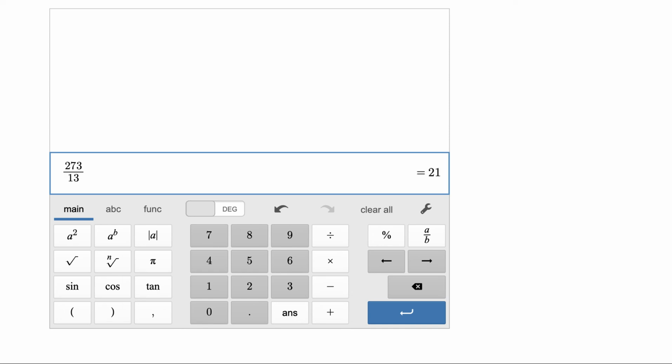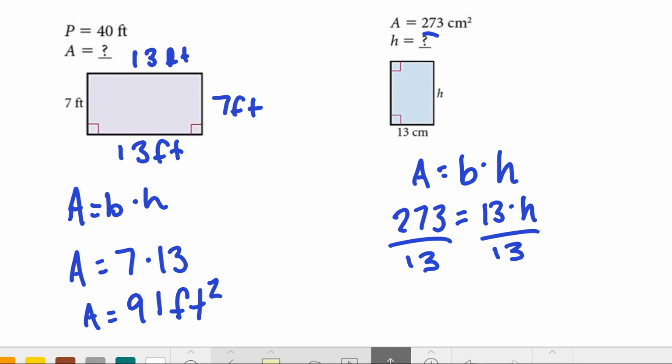When you get that, you'd get 21. So we now know that h equals 21. But the last step is we need to remember units. So we know that the height equals 21 centimeters because everything else is measured in centimeters. And that's the answer to the rectangle questions. We have a few more to keep going on, so let's get a move on.